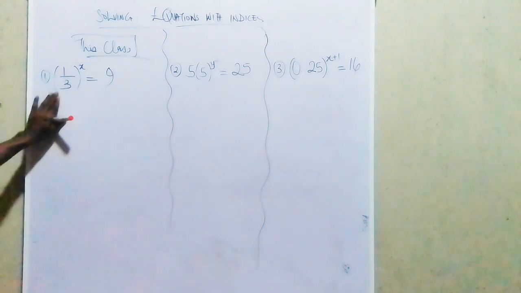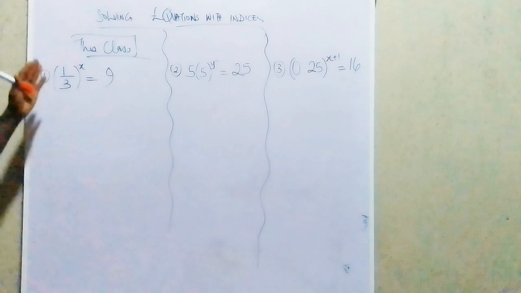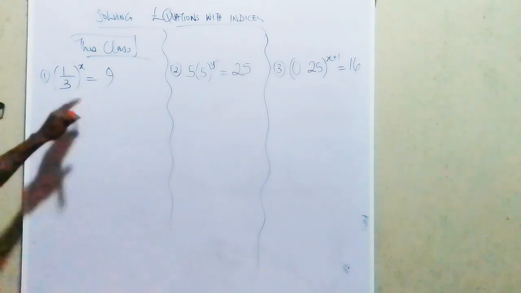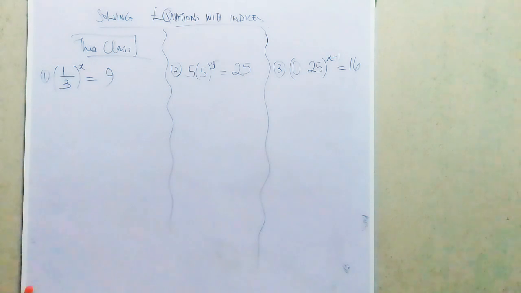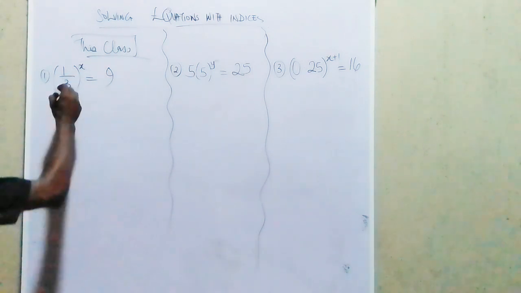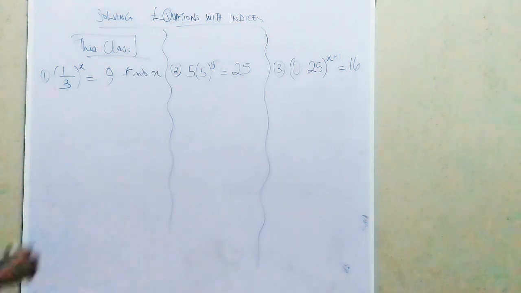Now this is the first one. What we have, let's read it like English. We have 1 divided by 3 raised to the power of x is equal to 9. Now how do we solve for x? That's what it says. Now find x.